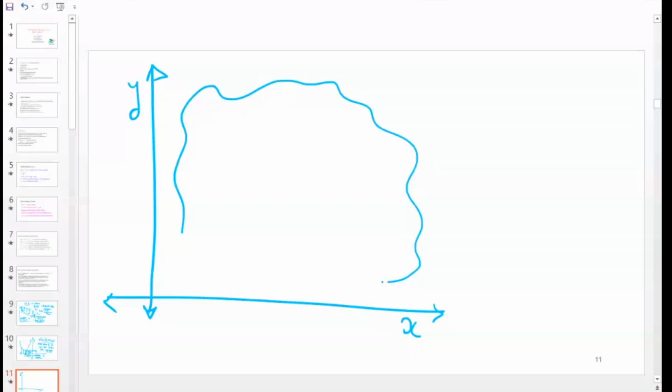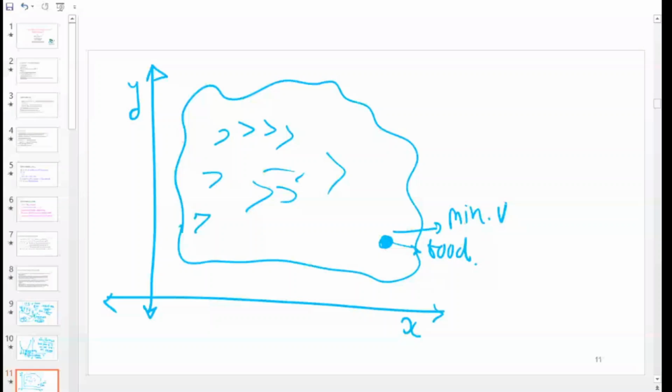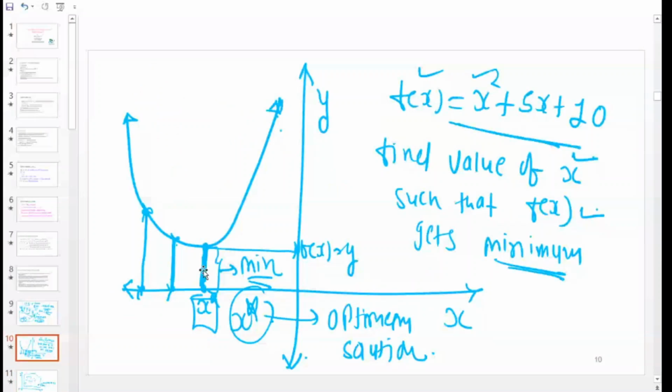Suppose this is a feasible region in which various birds are flying to find the food source. So assume that the food source is lying over here. In mathematics, this is the minimum value of the objective function, the minimum value of f of x, which we had just seen before. This is the x star, and corresponding to x star, f of x, that is y, is the optimum value, let us say.